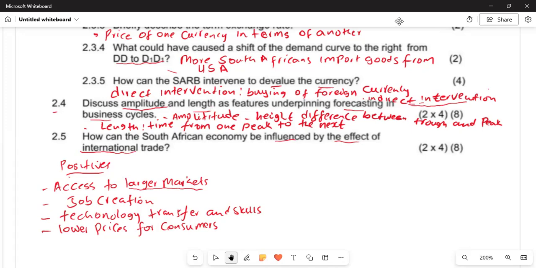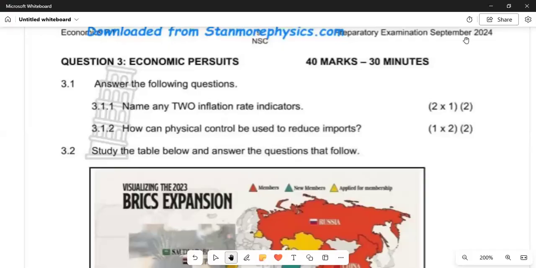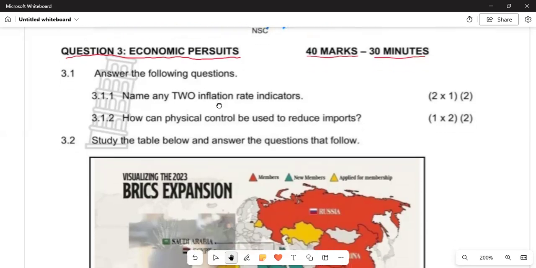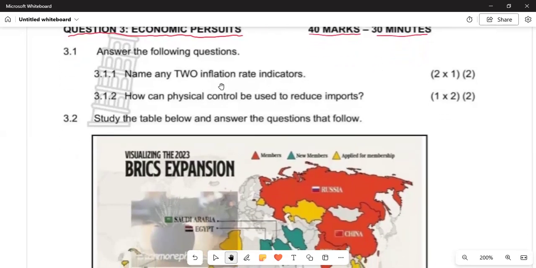So question 3 is about economic pursuits. That is our question 3, economic pursuits. You are going to be awarded 40 marks, and you have to spend 40 minutes on this question. Then it says, answer the following questions. Name any 2 inflation rate indicators.